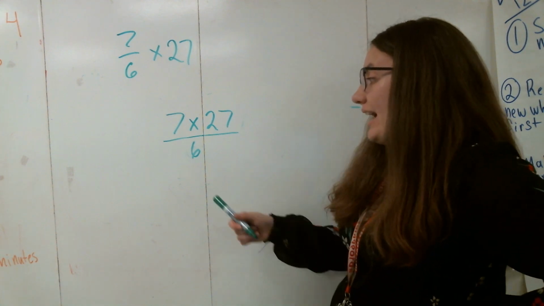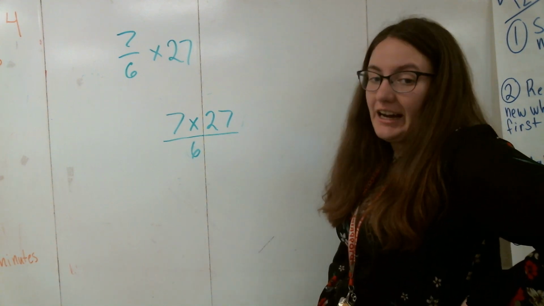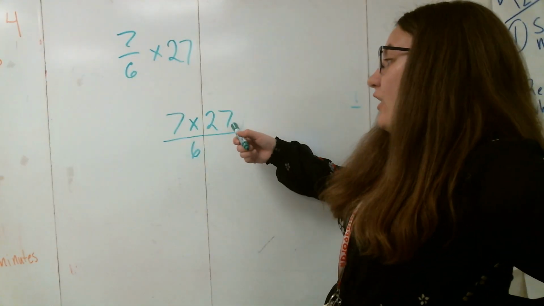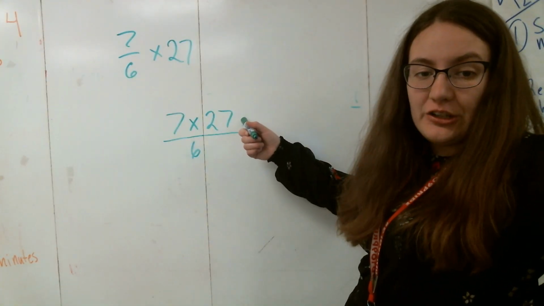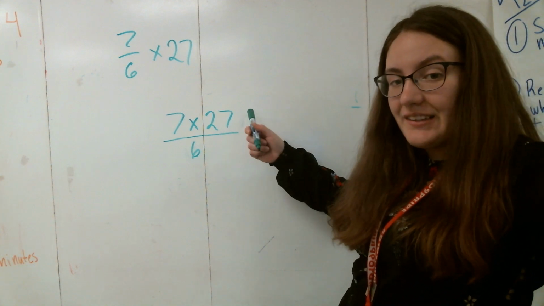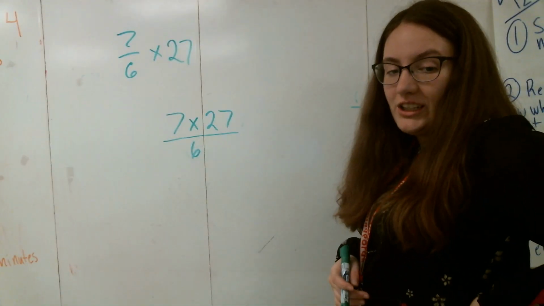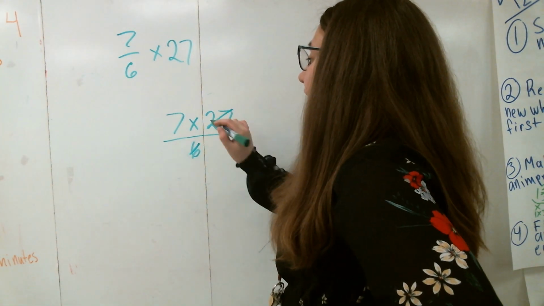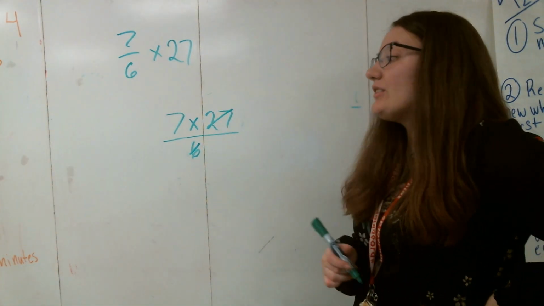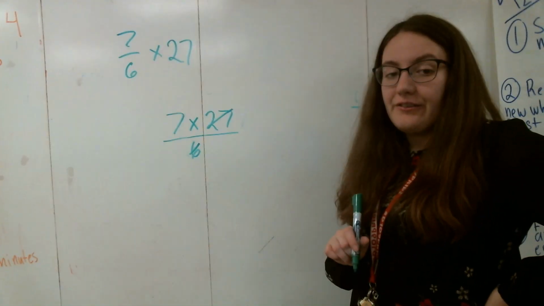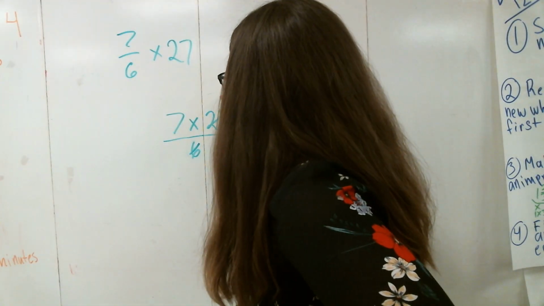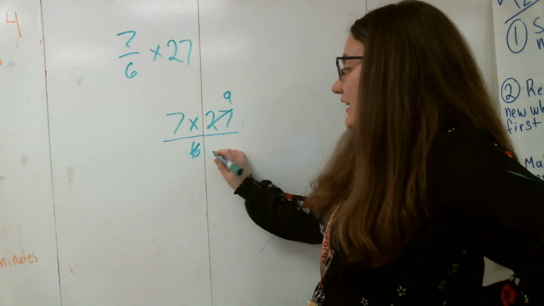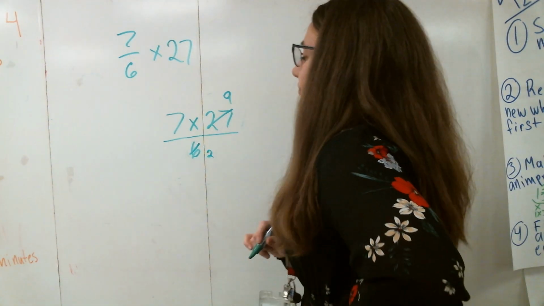So I know that 6 can be divided by 2, 3, or 6, and I know that 27 cannot be divided by 2. It cannot be divided by 6. So 3 is the only number that's going to work for me in this problem. So I'm going to be dividing both of these by 3. So 27 divided by 3 is 9. So I'll put that right next to that. And 6 divided by 3 is 2.